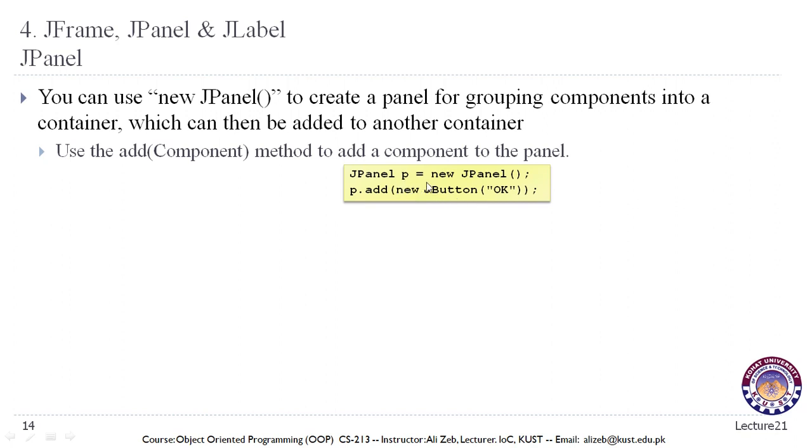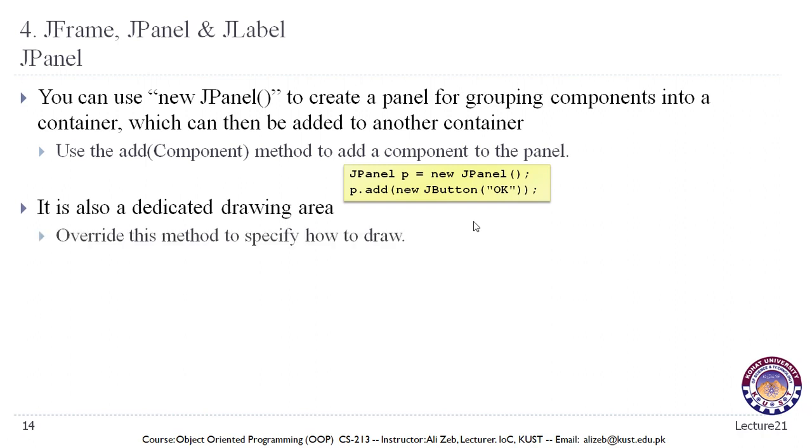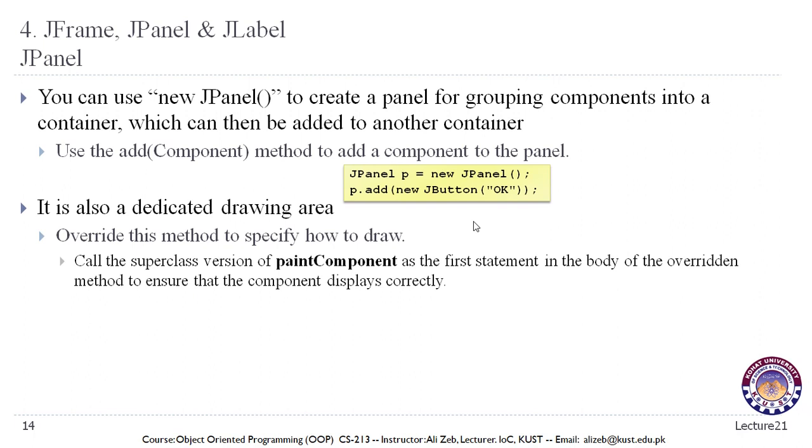We have initialized the panel, and then we can add components to the panel by calling the add method on that object. It is also a dedicated drawing area, so we override this method to specify how to draw. Call the superclass version of the paint component as the first statement in the body of the overridden method to ensure that the component displays correctly. We will see this in the example as well, that we will be calling the paint component method in the constructor of the panel to start our program.